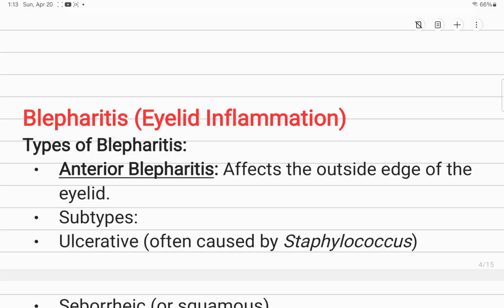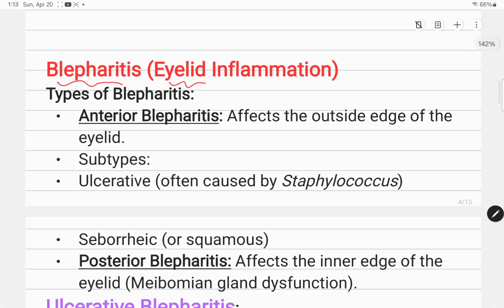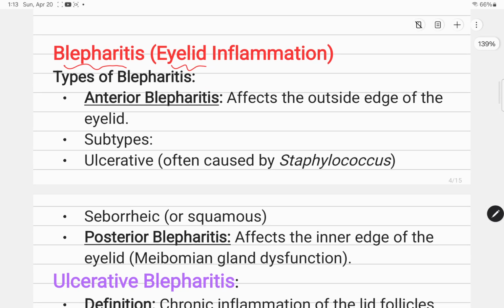Okay, now the topic is blepharitis. In simple words, it is the inflammation of the eyelid. There are two types of blepharitis: anterior blepharitis and posterior blepharitis. What is the difference between anterior and posterior? In anterior blepharitis, the anterior margin and anterior lid are affected. In posterior blepharitis, the posterior lid and posterior margin are affected.